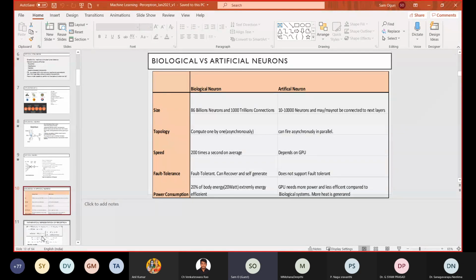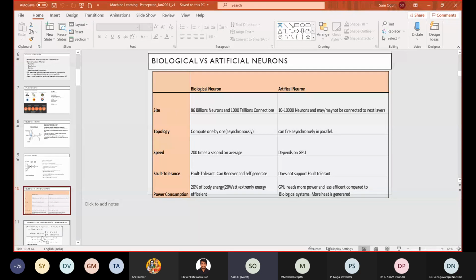The other advantage that the biological neuron has is that it computes one by one. That means it is sequential. For another neuron to work, it needs to wait for the previous one to pass. For example, if there's a task called A, then task B will resume only after task A is completed. While artificial neurons work asynchronously, in parallel. The speed of the activation functions in our brain is close to 200 times a second on average. In a second, it can process 200 operations.